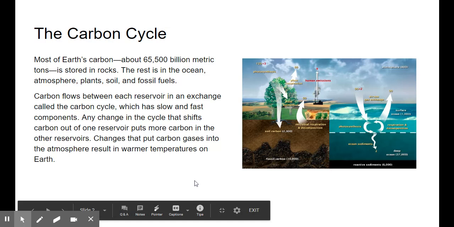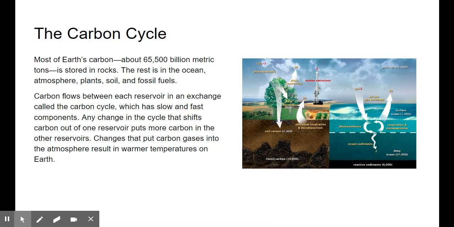So the carbon cycle, this is most of Earth's carbon. It's a lot, and it's mostly stored in rocks. So when you go outside and you find a rock, that's where most of the carbon on Earth is found. The rest is found in the oceans, in the atmosphere, plants, soil, and the fossil fuels that we know of. Carbon's always flowing between those in some way.